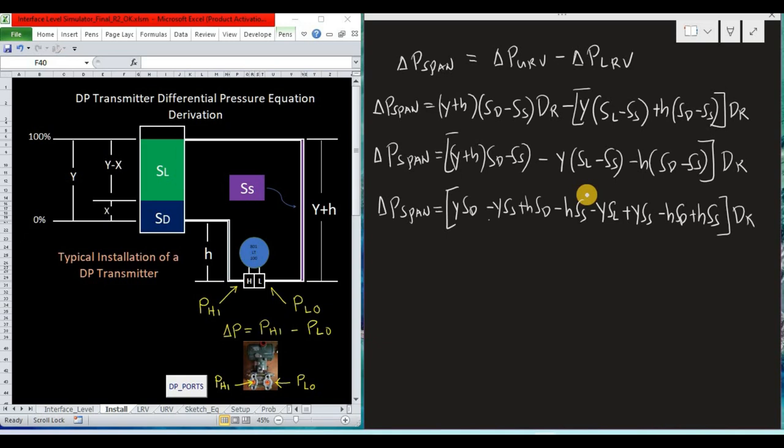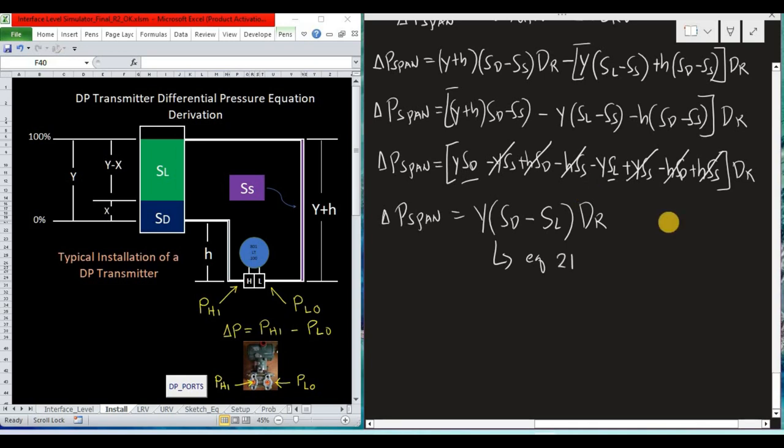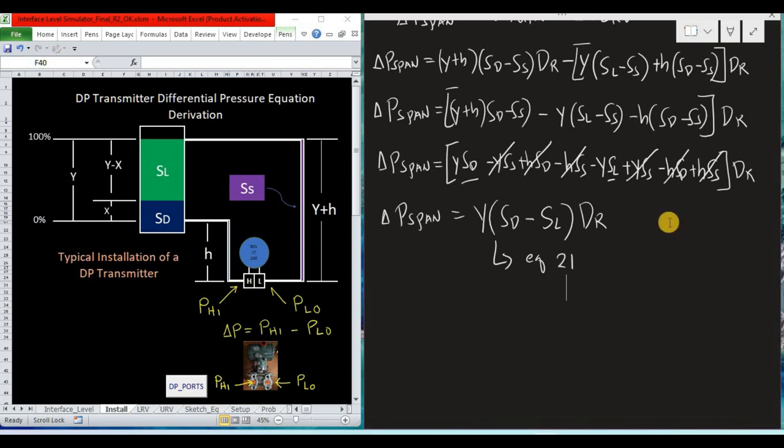So we can cancel out Y is S, H is D, and H is S. So we are left with this one and this one. So this is the equation for the differential pressure span. This is equation 21. Okay, finally we have successfully derived the equations for calculating the calibration range of a DP transmitter.